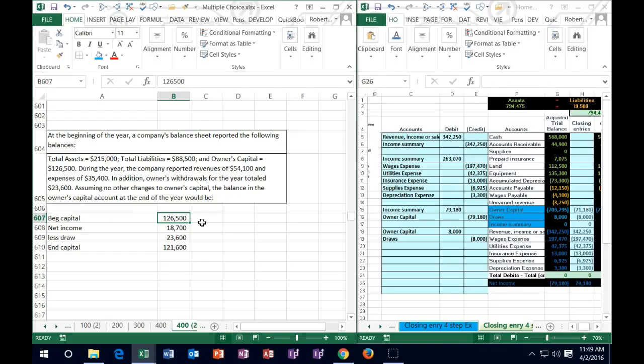What other activity could there be other than draws? Well, it could be that there were added investments. Hopefully that's not going to happen because they're drawing money out rather than putting more money in.